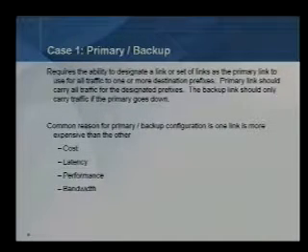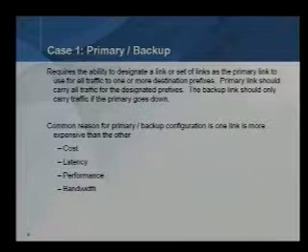So case one, primary backup. What is this basically? Here the idea is that you can designate a link or a set of links to be primary, and other links or sets of links to be backup. So basically the primary links should carry all the traffic. The backup link should never carry traffic unless all of the primary links fail. The common reason for a primary backup configuration is simply a matter of expense in terms of the links, and you can measure expense in different ways.